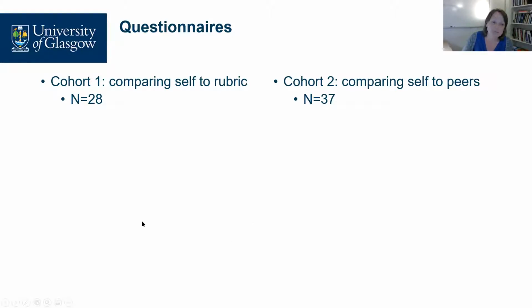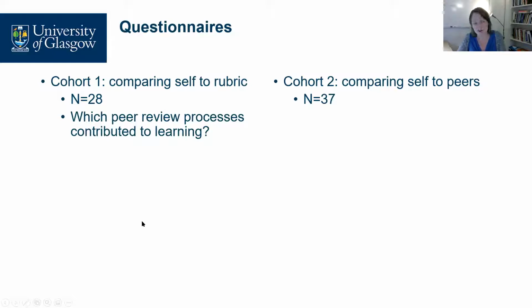Instead, I'm going to talk about the story in general and what we can ascertain from what people said. For the first questionnaire, what we were particularly interested in, in relation to the second research question, was which peer review processes contribute to people's learning. So we were interested in people's experiences and perceptions of the benefits of each aspect of the overall peer review process, and we really wanted to quantify what it was about the peer review process that contributed to their learning.